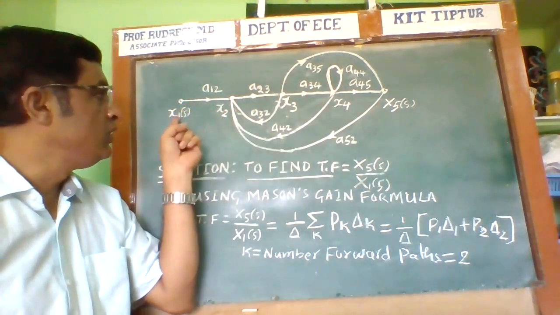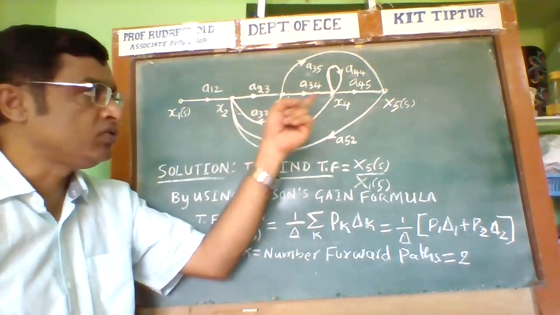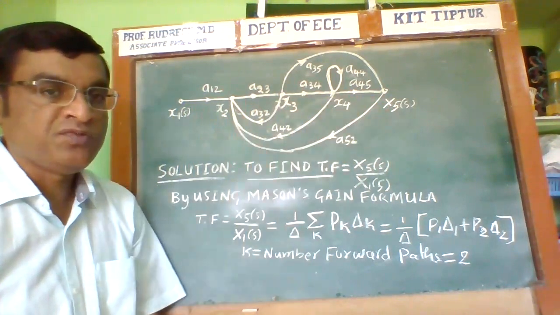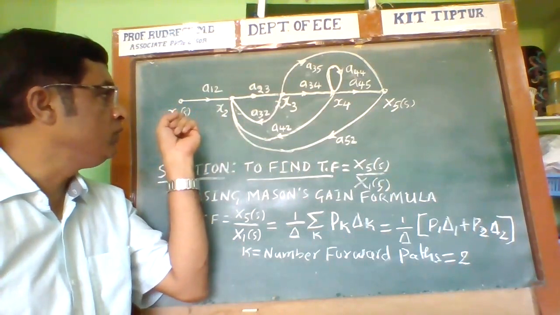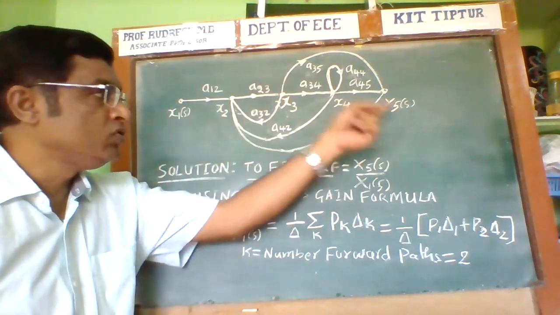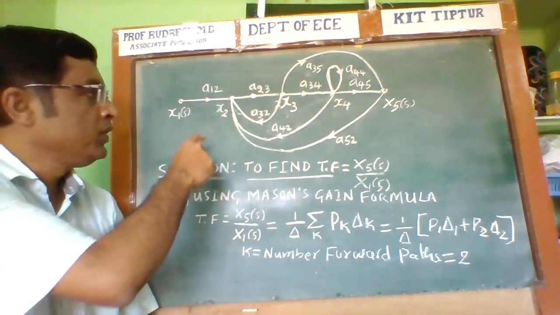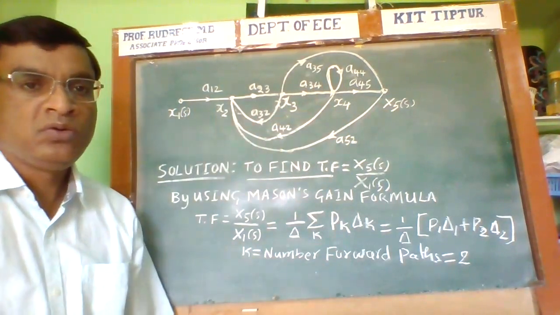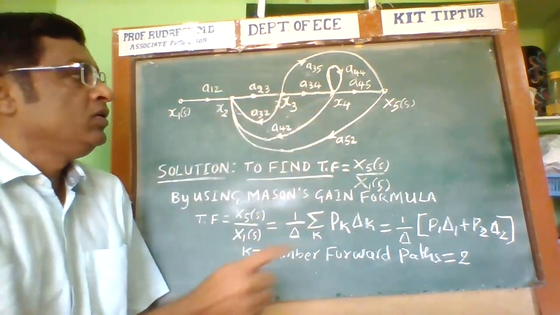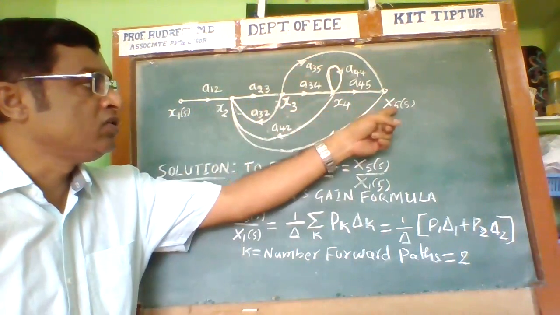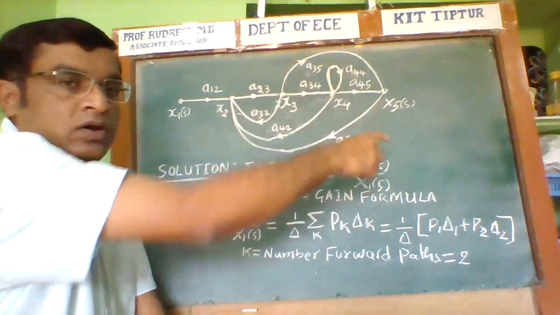This one starts from input node X1(s), goes to X2(s), goes through X3(s), X4(s), X5(s): the first forward path. Now another one: a forward path means starting from the input node, it goes to the output node without crossing any node more than once. Therefore, starting from the X1 node, it goes to the X2 node, X3 node, and after X3, it goes to X5(s). This is another forward path.